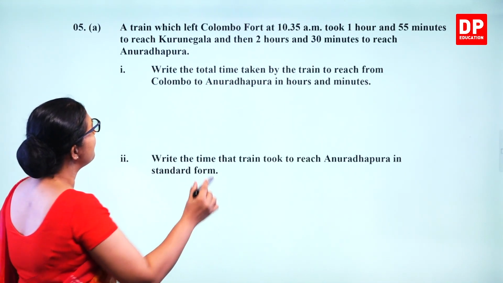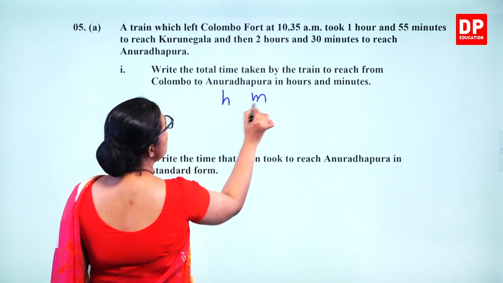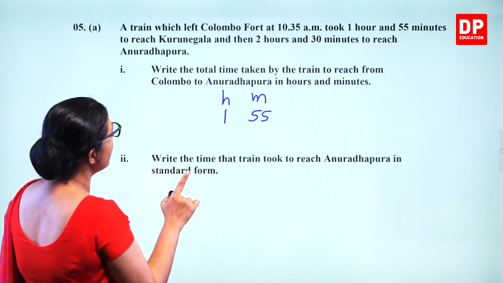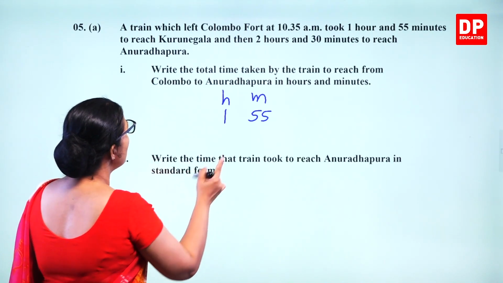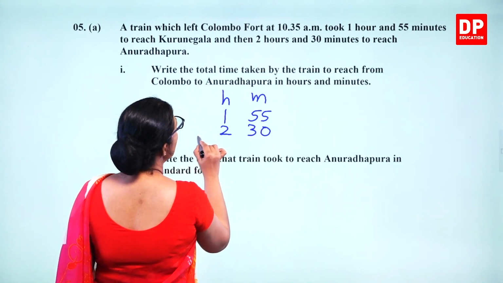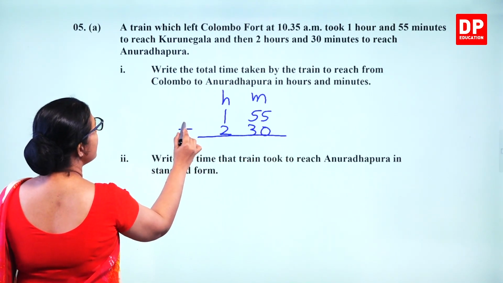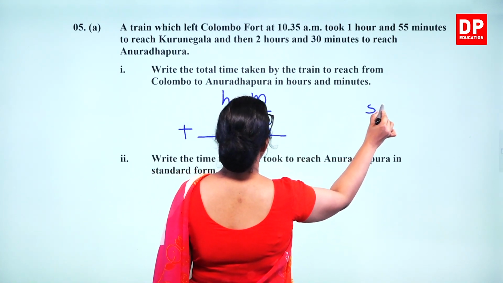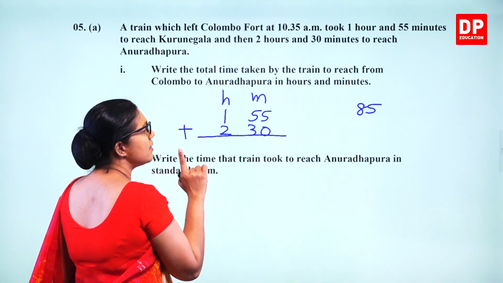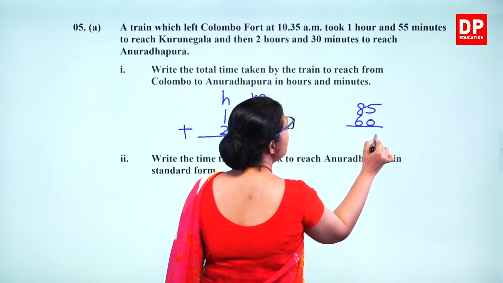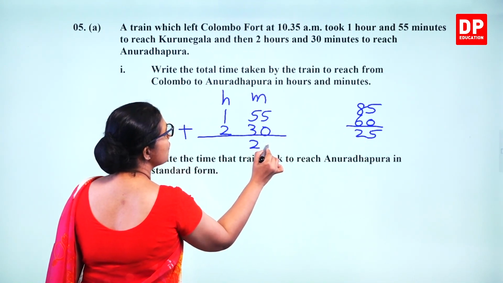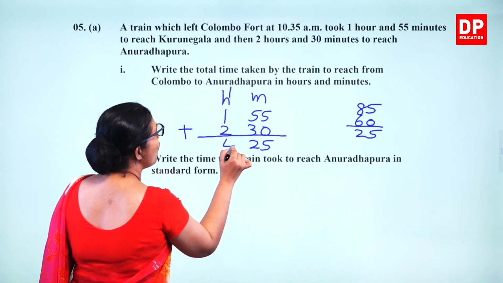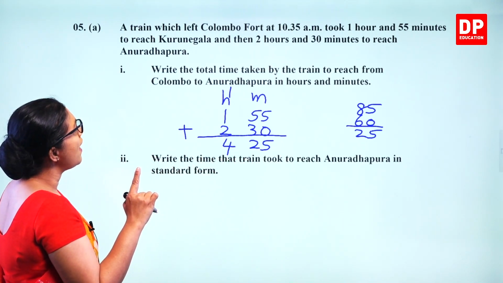So we have to add hours and minutes. 1 hour 55 for the first part, Colombo to Kurunegala. Then 2 hours and 30 minutes from Kurunegala to Anuradhapura. So add, we need the total. 55 and 30, when you add, you get 85. But you can't keep that. So subtract 60 from that, you get 25. So 25 here, and we can add 1 there. 2 plus 2, 4. 4 hours and 25 minutes.